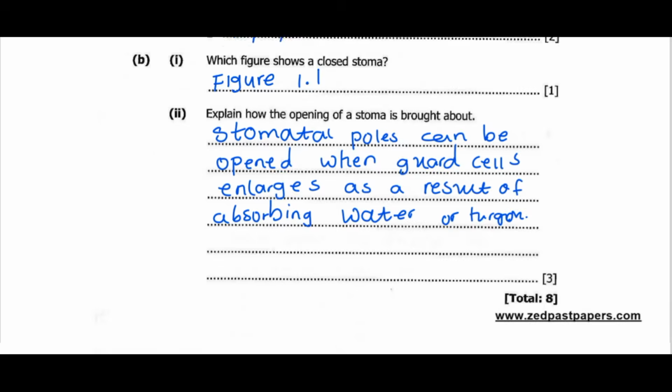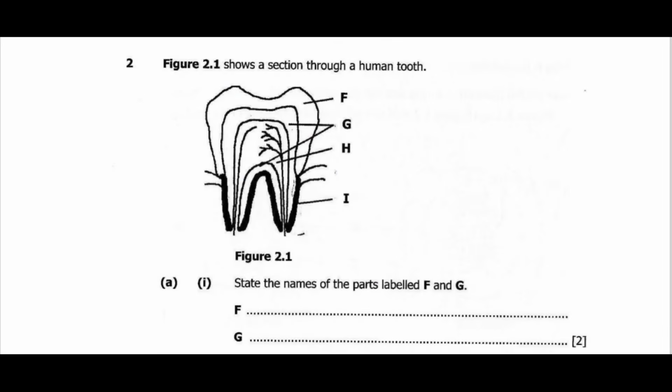So now let's move on to question 2. Figure 2.1 shows a section through a human tooth. So we have structures like this. F is the enamel, and enamel is the hardest part of a tooth. Then we have our G, the structure after enamel. We have the dentine. The dentine forms the major part of the tooth. It is harder than the bone.